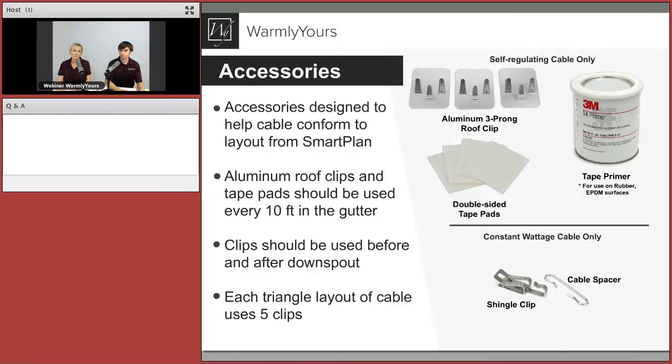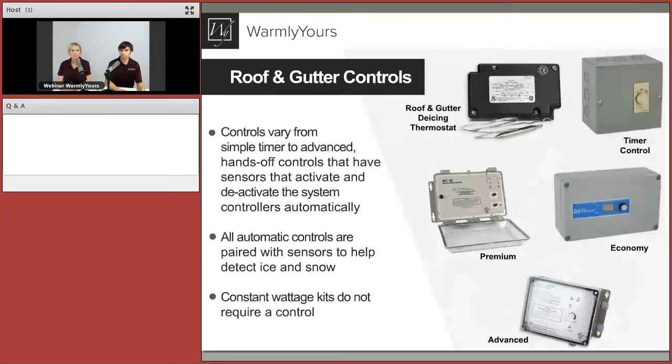Excellent. And we do all that work for you. So we'll calculate how many of each you need, and that will be included in your quote and your shipment. So controls.